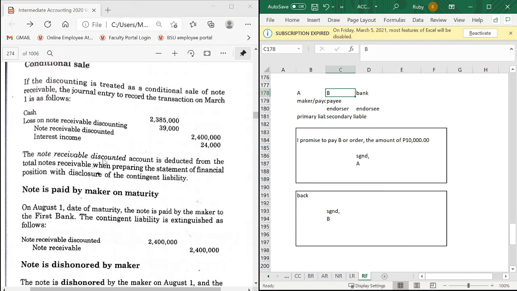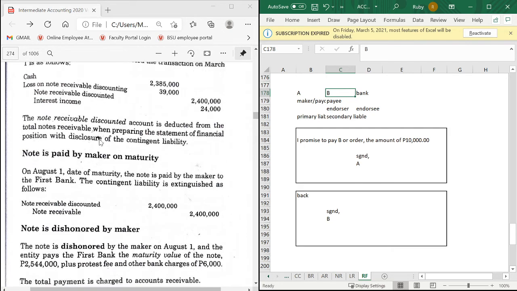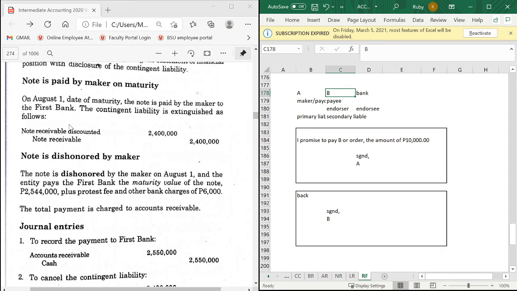The note receivable discounted is deducted from the note receivable when preparing the financial statement, with recourse or contingent liability. Kumbaga, kanina nakalagay AR assigned. Tatanggalin niya sa AR unassigned. Ito ay parang note receivable discounted, tinanggal natin sa note receivable undiscounted. Note is paid by the maker, so yan. Kung nabayaran, tanggal na agad.